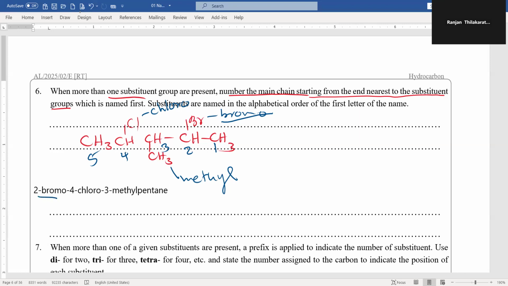Then you have chloro and methyl. According to the alphabetical order, you have to name chloro first. Then for chloro, it is correct. Then you have a methyl group on the third carbon. So 3-methyl is also correct. And then pentane. Why? On the longest chain, you have only 5 carbons. So it is methylpentane. So this name is correct.